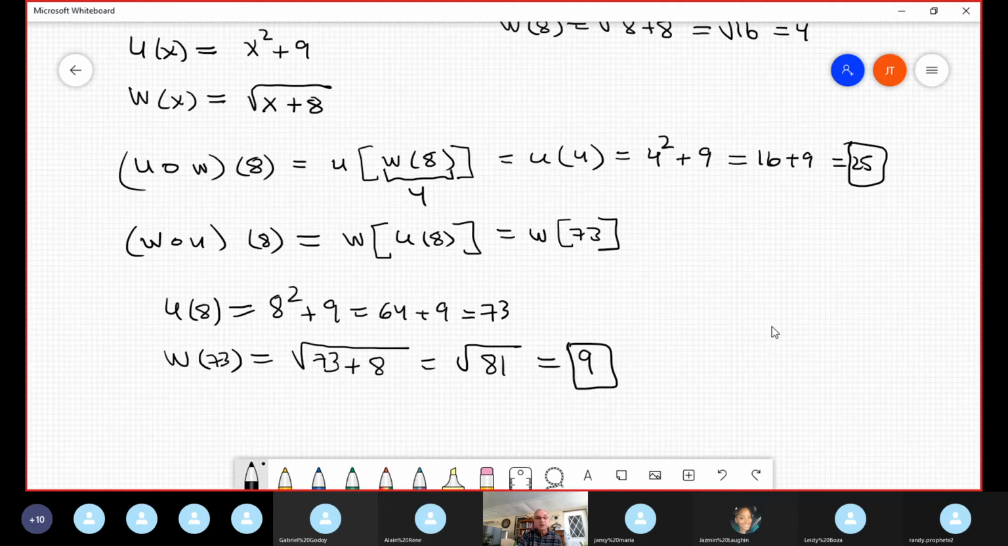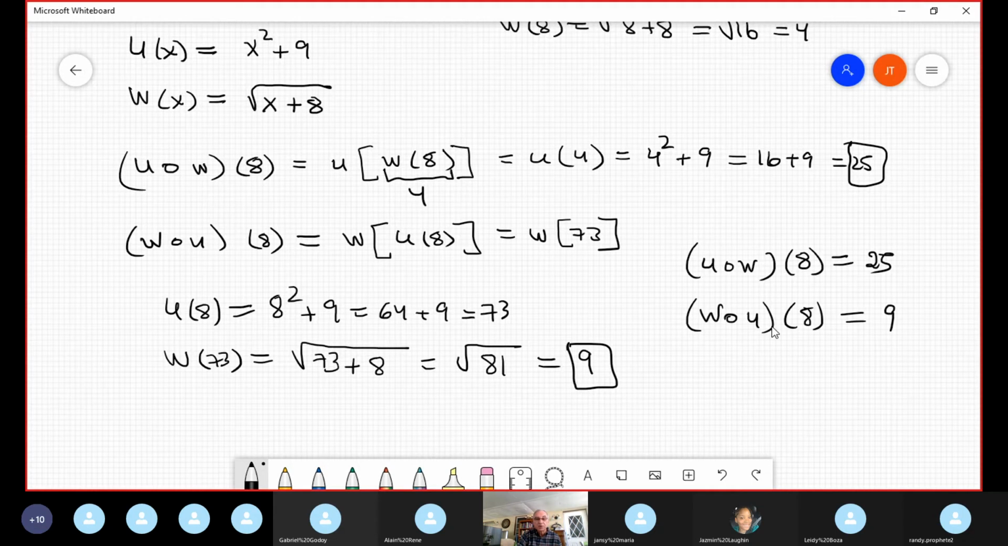Okay, listen. What is the final answer? The final answer is U composition W evaluating A. The answer was 25, and W composition U in A is equal to 9. So we expect that when you're switching the order of the function, don't expect that we get the same answer. No, don't expect.